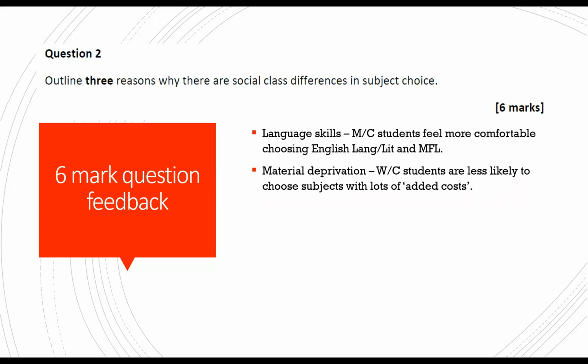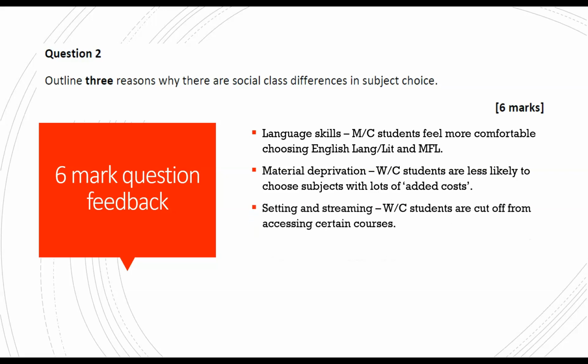Number 2, material deprivation. Working class students might be put off choosing certain subjects if they perceive there being lots of added costs in that subject. So for example, if you're from a working class, low income background, you might be put off from studying a subject which has lots of high equipment costs, such as having to buy an expensive camera in photography, or maybe a perceived large number of trips, for example, exchange trips in modern foreign languages, or an extravagant field trip to Iceland in geography.